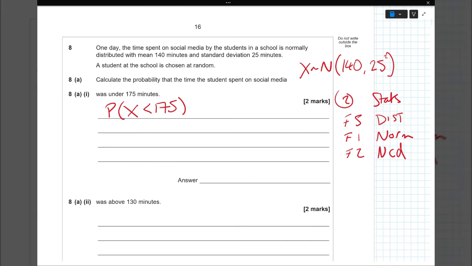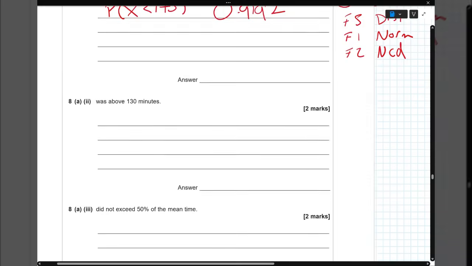That gives us plenty of bits on the menu. We want our lower to be 0, our upper to be 175. We've got our sigma symbol, which is 25, and then mu as 140, which is our mean. Once we've plugged that into the calculator, we get 0.9192.